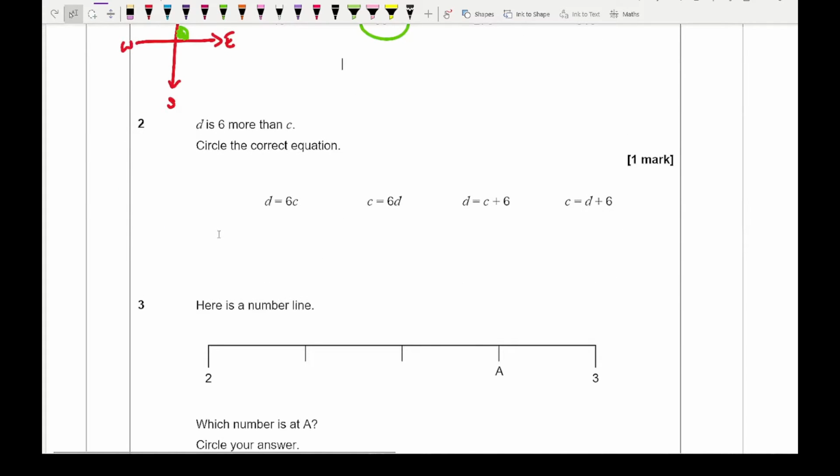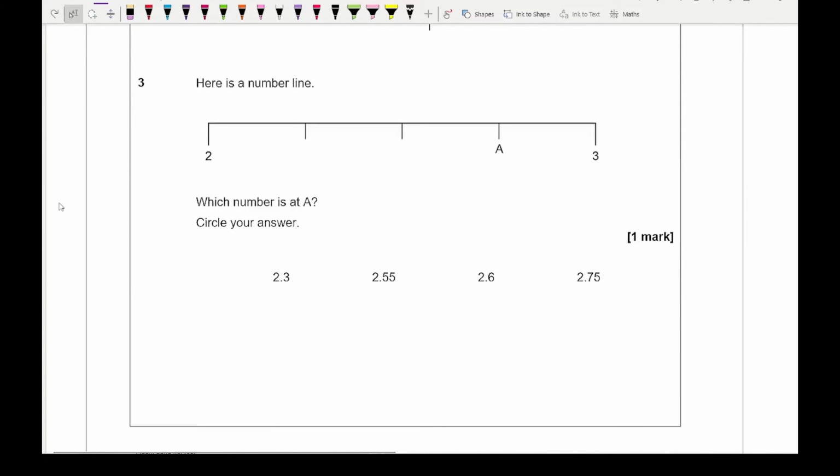Question 2, it says D is 6 more than C. So circle the correct equation. So if D is 6 more than C, then C will need 6 more for it to be equal to D. So what we're looking for is D equals C plus 6, which is our third option.